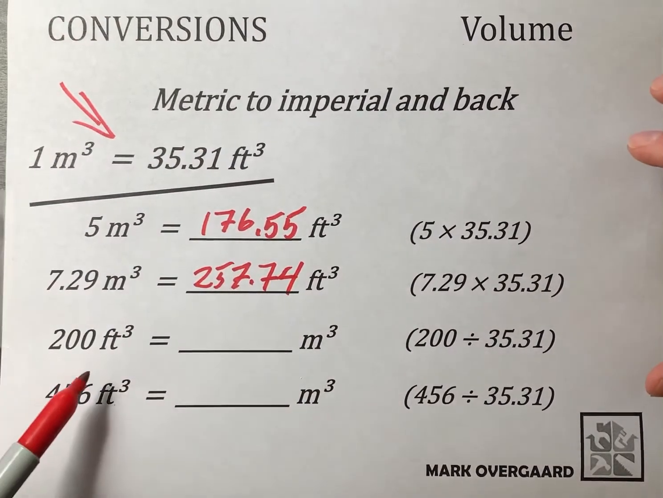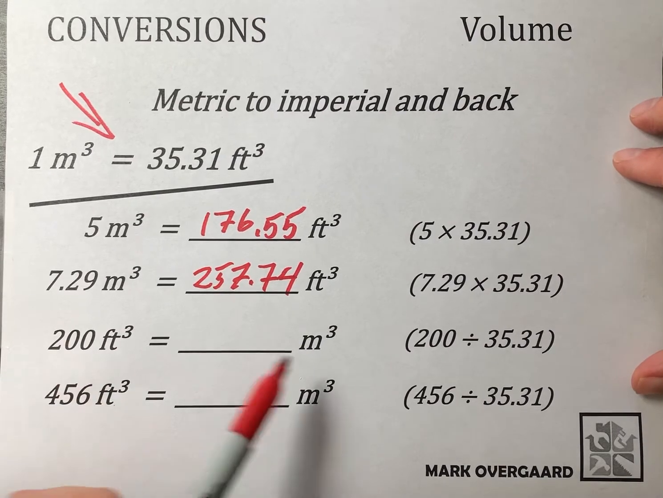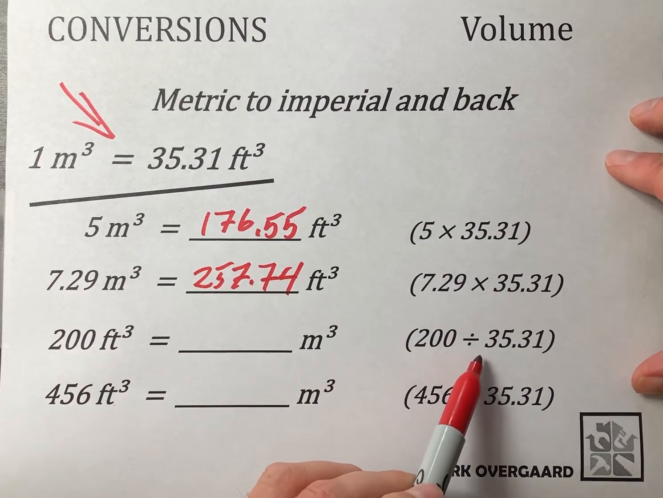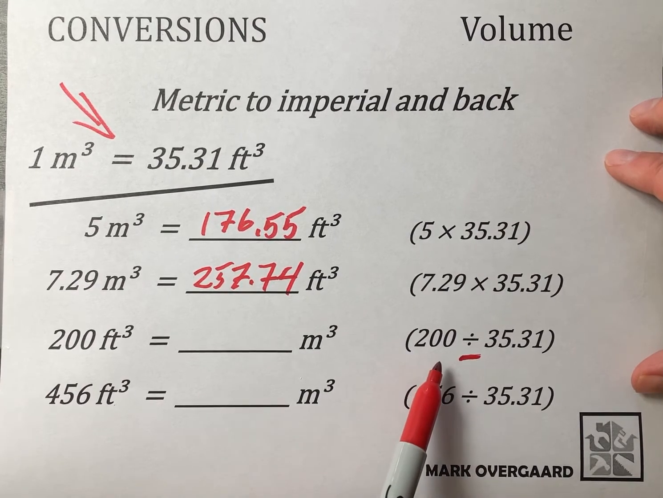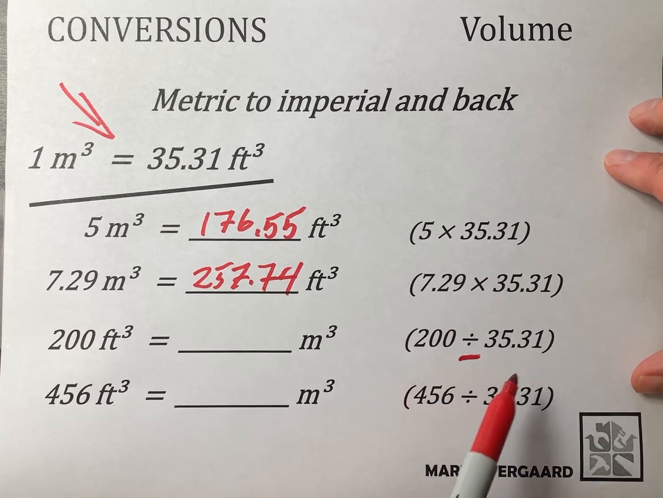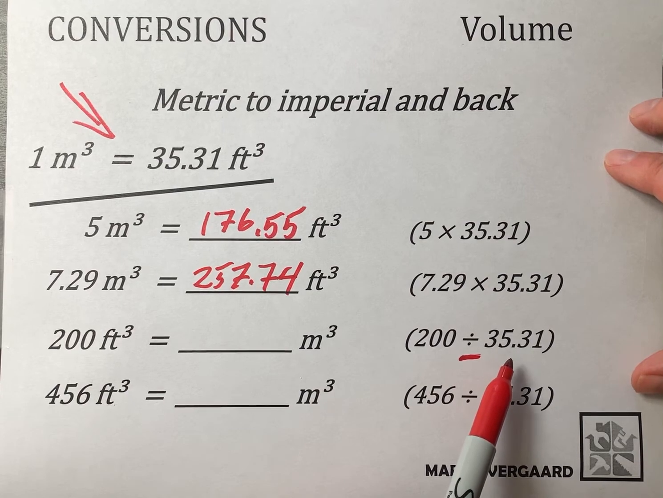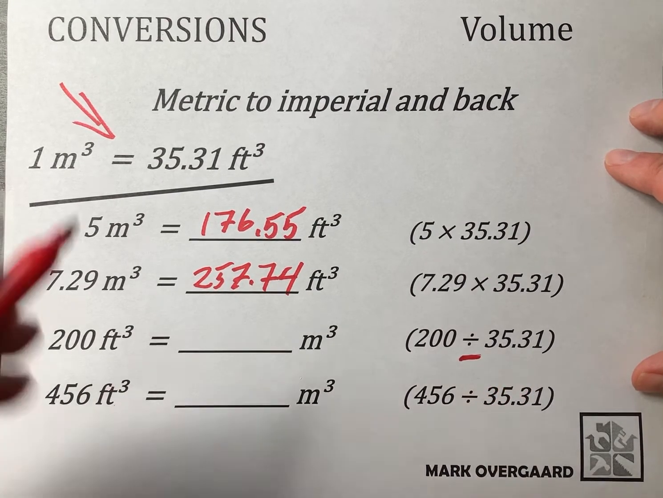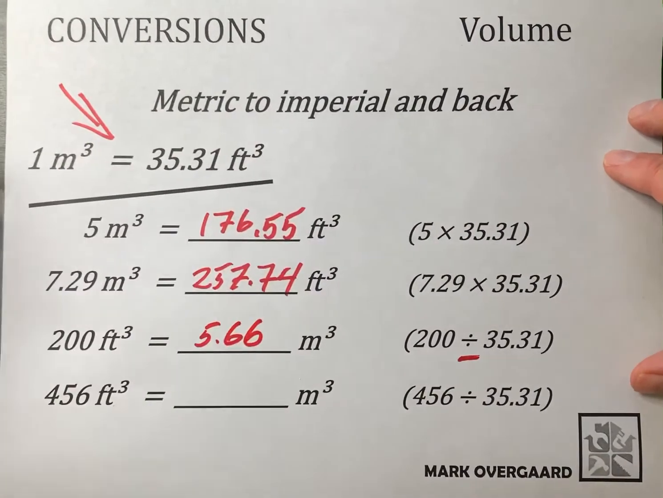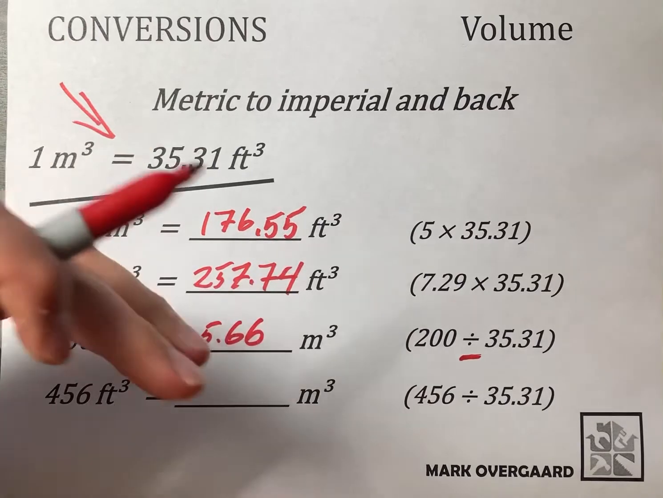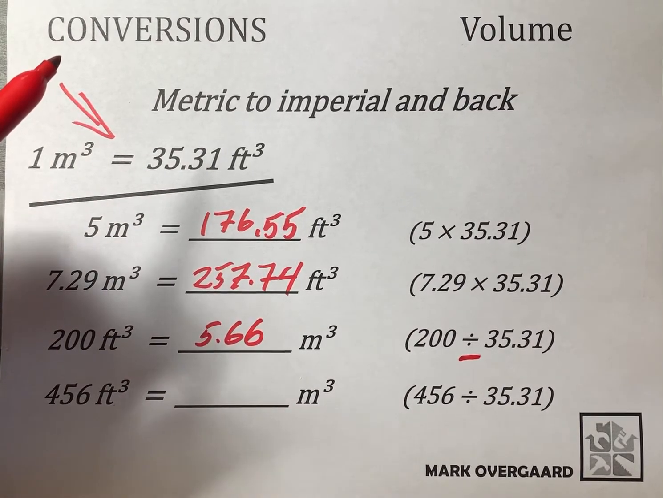Now, if we're gonna do the reverse, we have 200 cubic feet and we're gonna go to cubic meters, we're gonna do some dividing. So we take the number of cubic feet we have and divide it by the number of cubic feet in a cubic meter. And what we end up here with is 5.66, a smaller number, which also makes sense, okay?